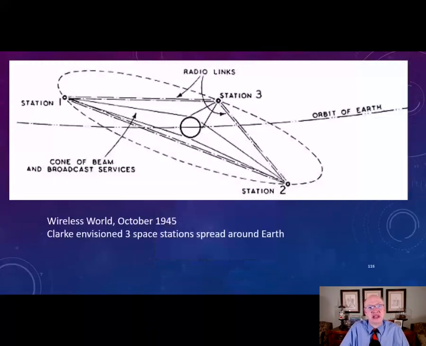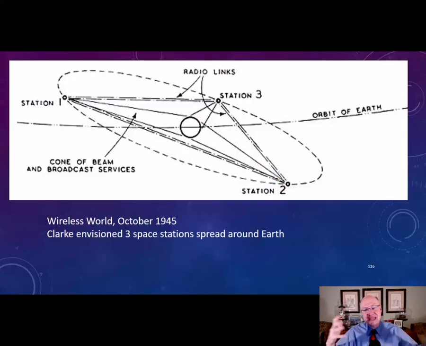And this was Arthur C. Clarke's idea of putting 3 satellites in orbit around the Earth. And those 3 satellites would each look at 1/3 of the Earth. And then you could get a radio broadcast from, say, North America, go up to the satellite, be sent over to this satellite, and then back down to the Earth in Europe. And so you could use this to communicate from North America to Europe.